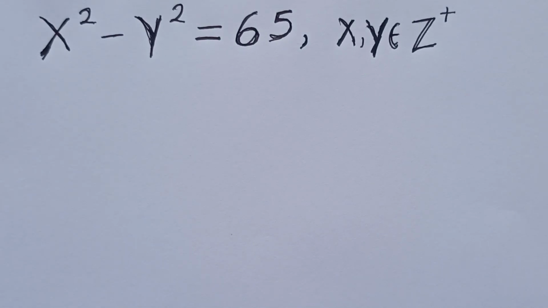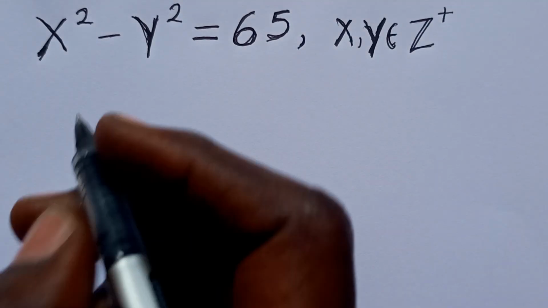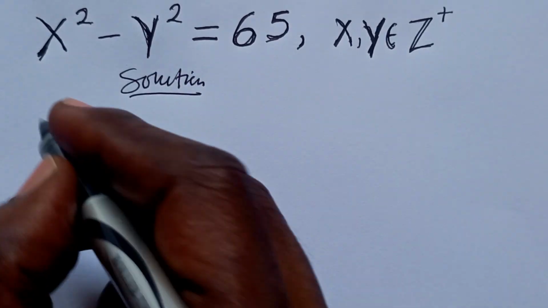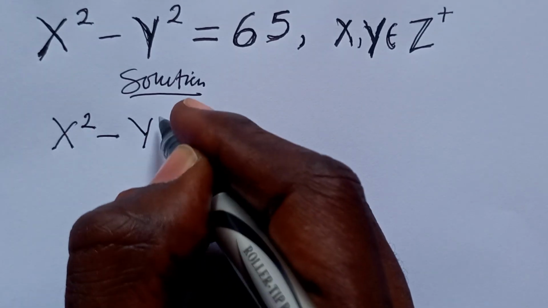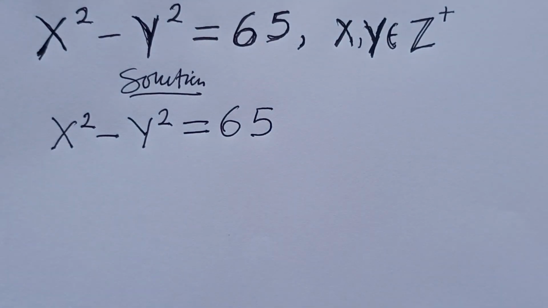So, in this beautiful question, we're asked to find x and y such that x and y are members of positive integers. So, let's write down a solution. So, we have x squared minus y squared equals 65.